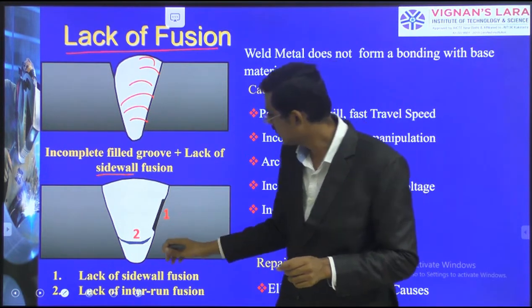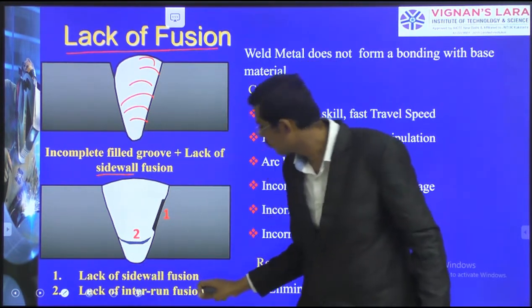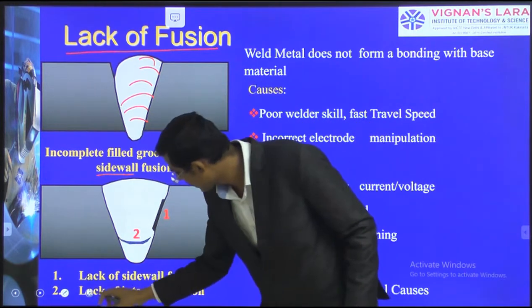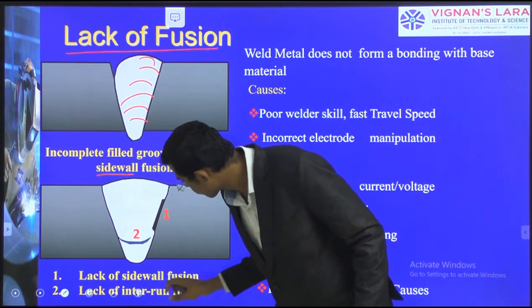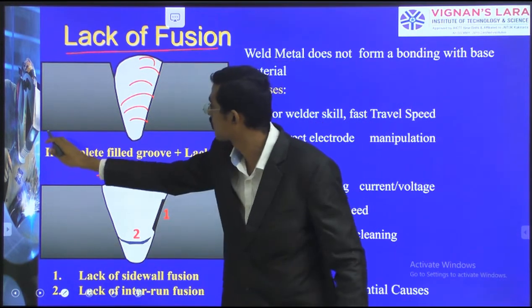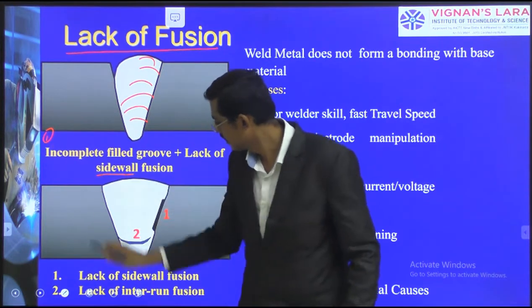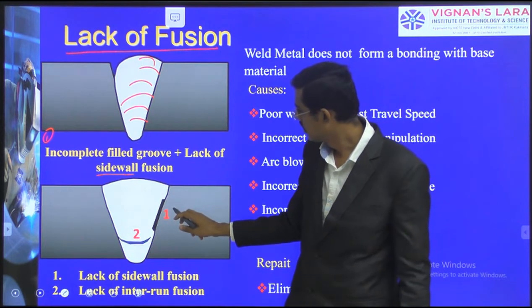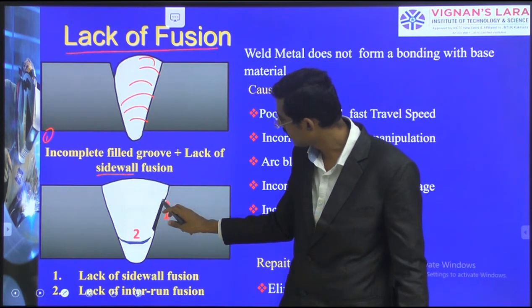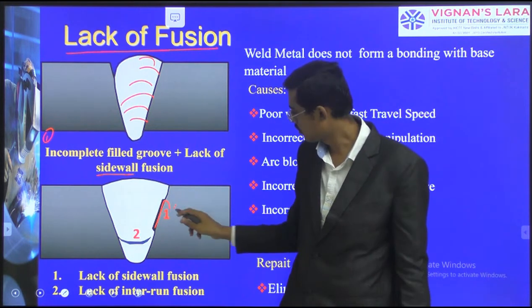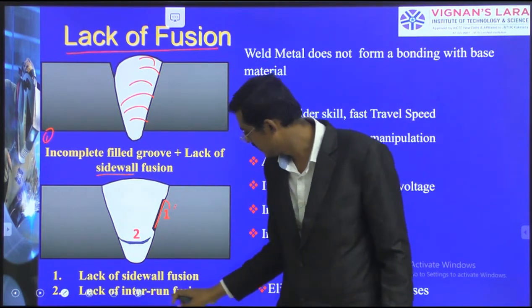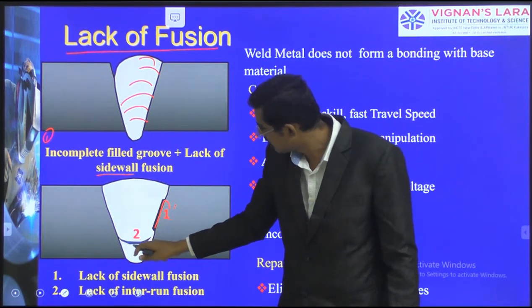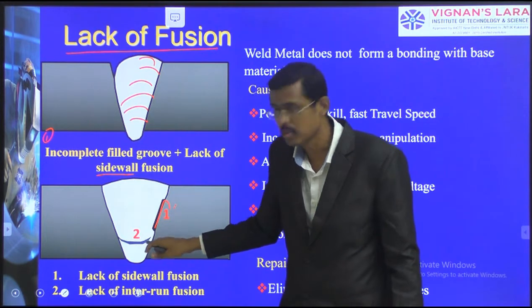Second one, you see here, lack of side wall fusion plus lack of inter-run fusion. This one belongs to this one. This one belongs to here. A lack of inter-run fusion. See, the one is a lack of side wall. Here it is not filled. Number 1. And number 2, lack of inter-run fusion. Here it is not even filled. This blue color you can see.